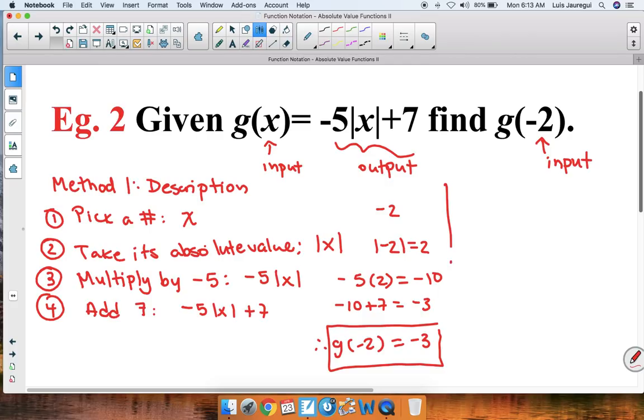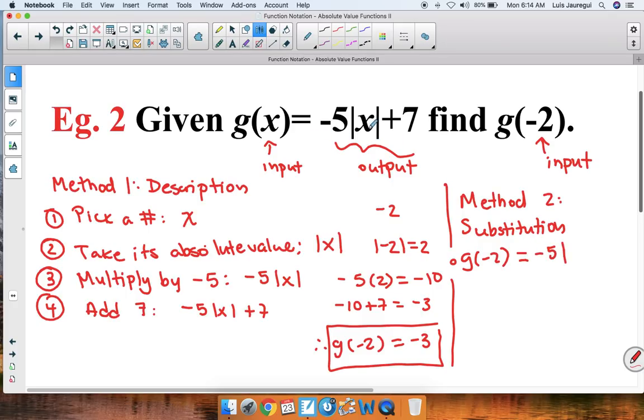Now let's double check this answer by using our second method, or method 2, also known as the substitution method. What we're going to do through this method is to take our input and substitute it in wherever we see an input x. So we have g of -2 is equal to -5 times the absolute value of -2 plus 7.